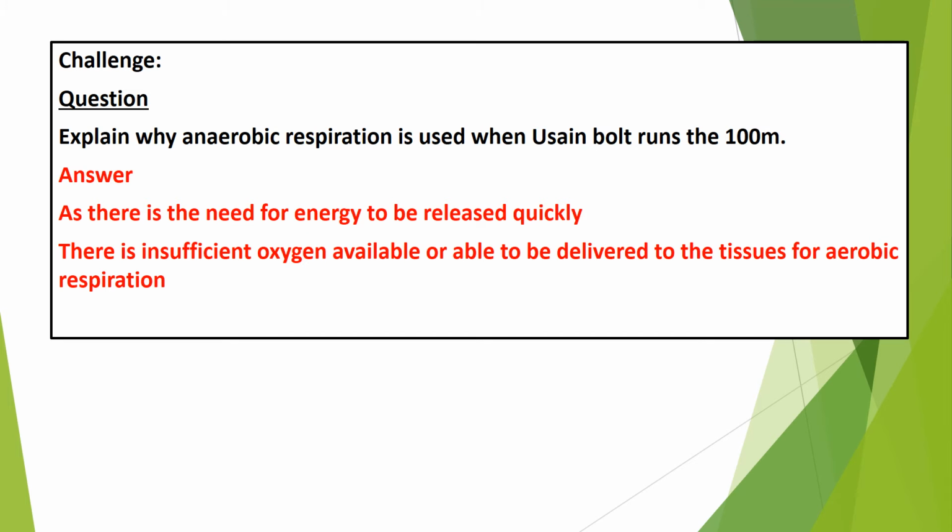So the challenge question was, explain why anaerobic respiration is used when Usain Bolt runs the 100 meters. And you need to have indicated two things there: that there is a need for energy to be released quickly or fast or readily available, and they also need to talk about that there is insufficient oxygen available or able to be delivered to the tissues for aerobic respiration. They're the two things that we are trying to link together. All right.